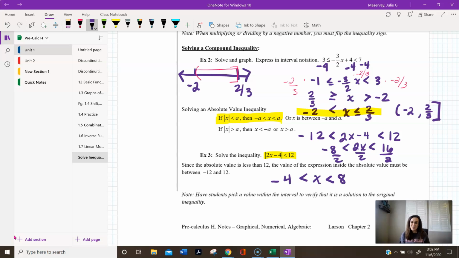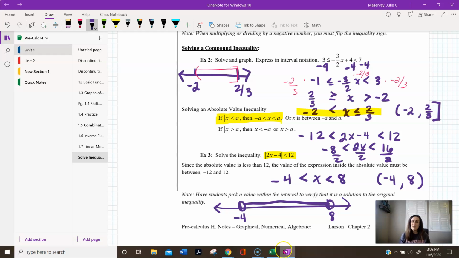So interval notation, this looks like parenthesis negative 4 until we get to 8 parenthesis. As far as the number line goes, that means that we are going from negative 4 to 8. You can use open circles or you can use parentheses, and we're looking at everything in between.